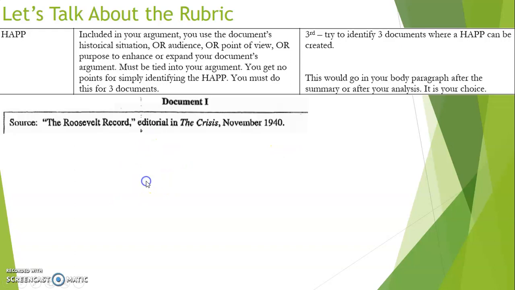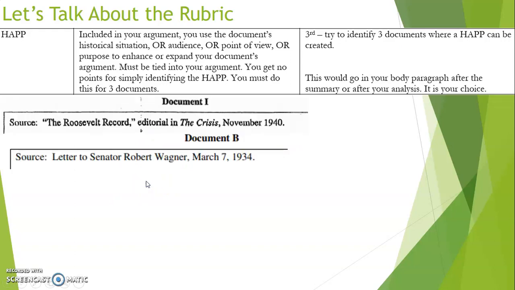So we're going to look at two different documents. One is document A, one is document B. This one, the Roosevelt Record, the editorial on The Crisis, and then the second is the letter to Robert Wagner. Take 1 second, try to figure out maybe how we would argue both of these things. Which would you use? What part of the HAP would you use?